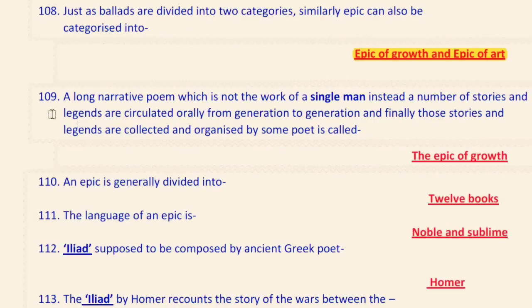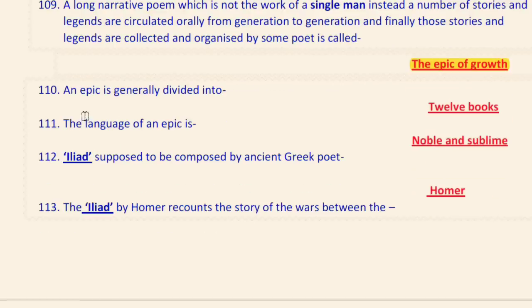Question number 109. A long narrative poem which is not the work of a single man. Instead, a number of stories and legends are circulated orally from generation to generation, and finally those stories and legends are collected and organized by some poet is called. The answer is epic of growth. Question number 110. An epic is generally divided into. The answer is 12 books.